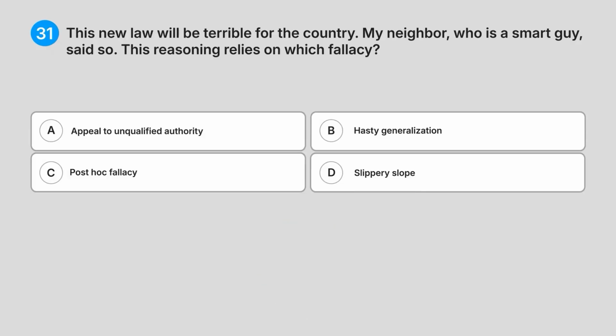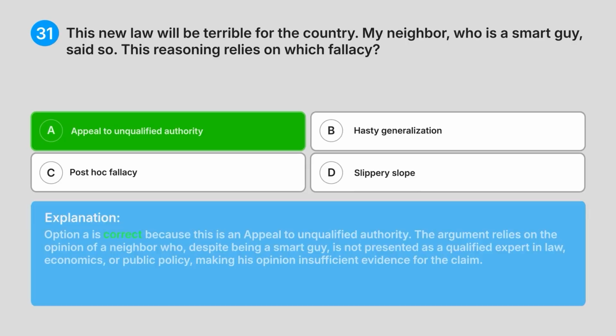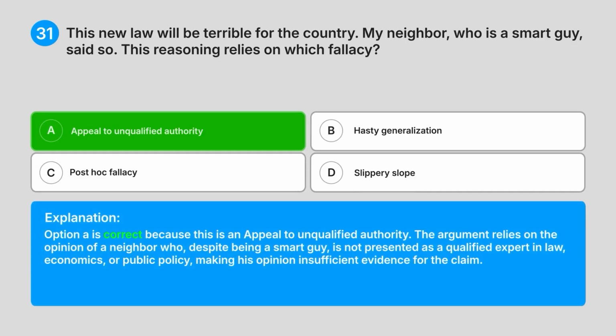Correct answer, A. Appeal to unqualified authority. Explanation. Option A is correct because this is an appeal to unqualified authority. The argument relies on the opinion of a neighbour who, despite being a smart guy, is not presented as a qualified expert in law, economics or public policy, making his opinion insufficient evidence for the claim.